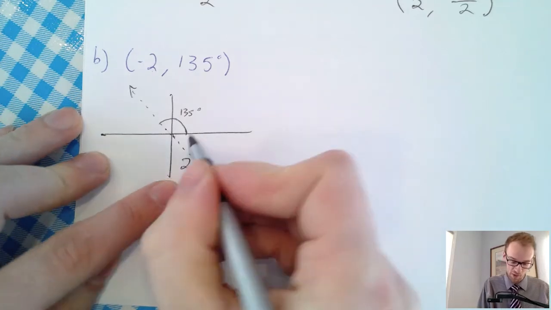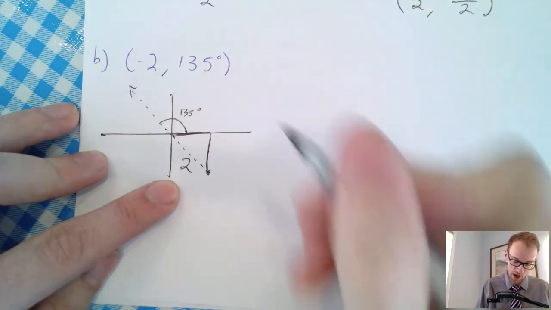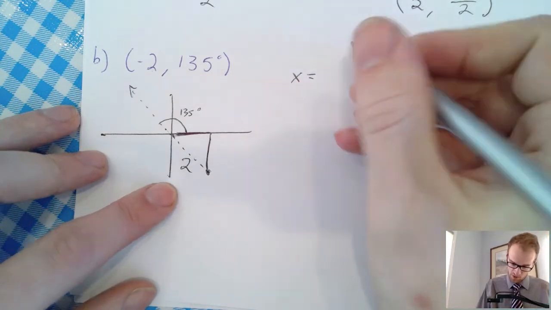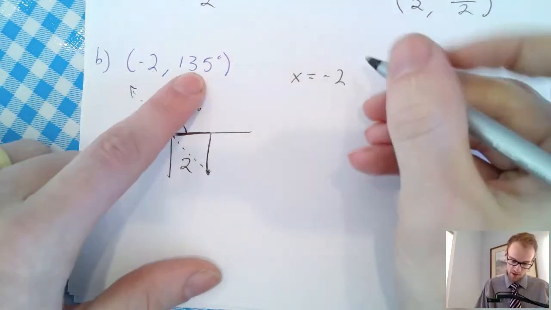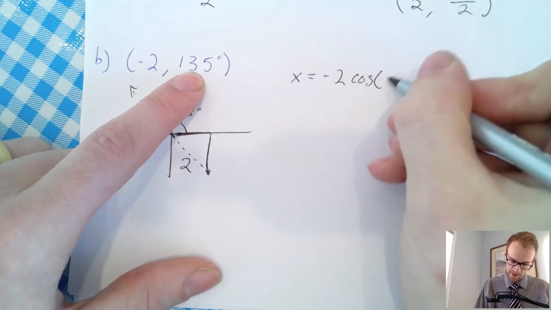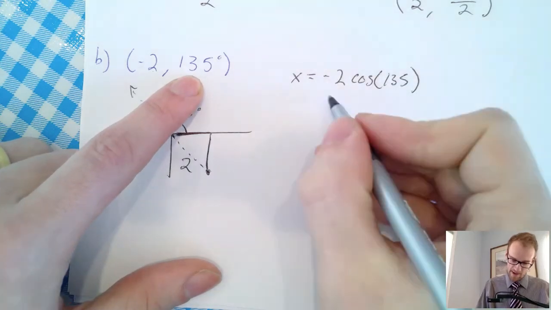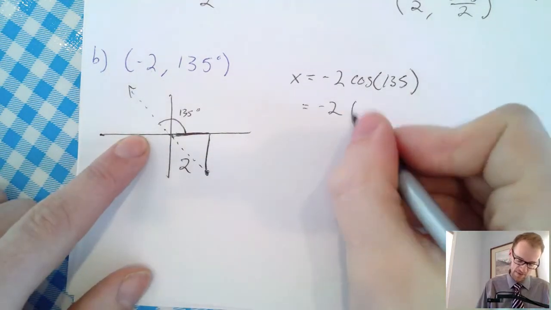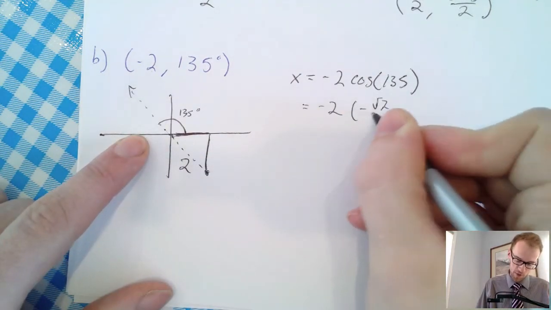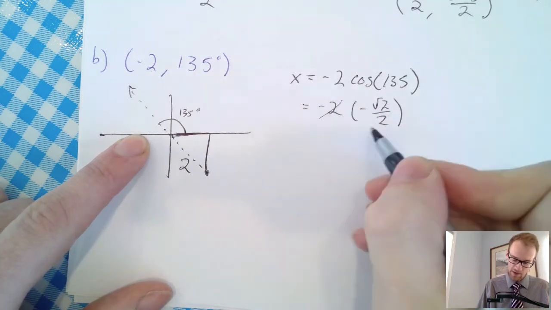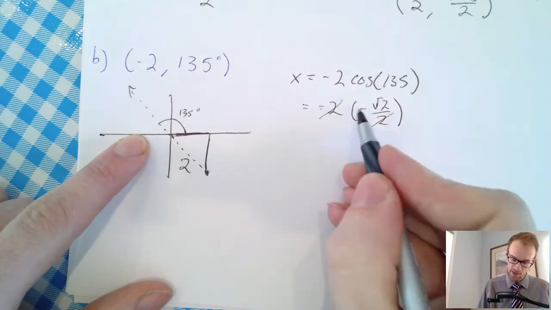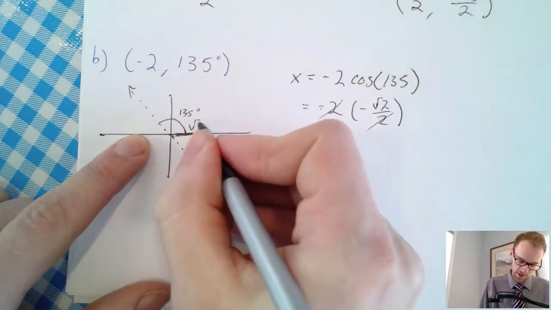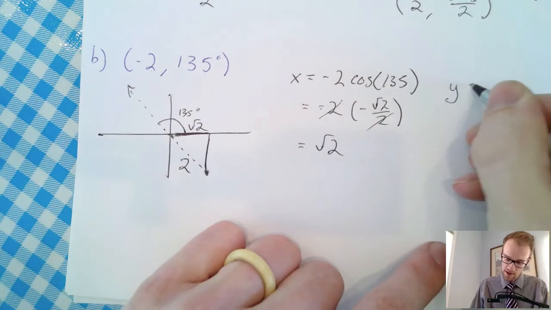So that's our point. I want to know what's the x and what's the y. Our formulas still work. Let's use them. X equals r cosine theta. Negative 2. Cosine of 135 is negative root 2 over 2. Hey, look at that. 2 divided by 2 is 1. Negative times a negative is a positive, and we just get root 2. So that's our x. And let's do y.